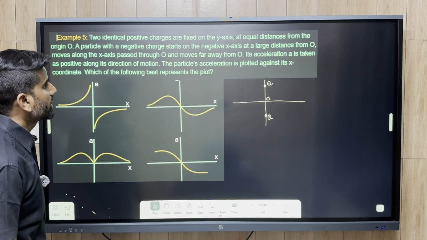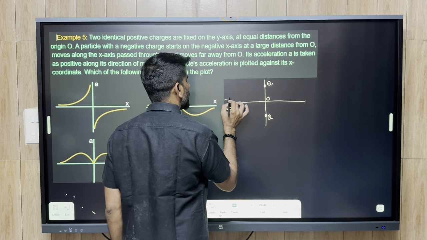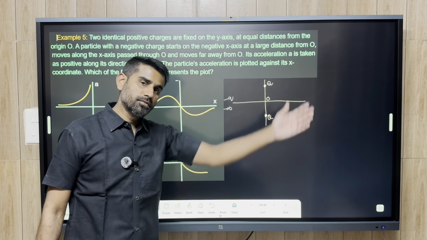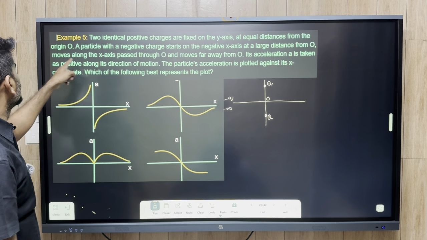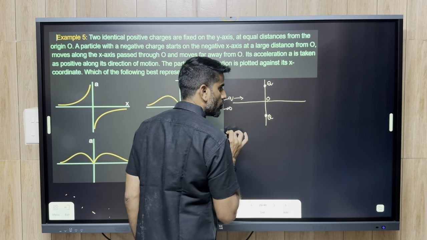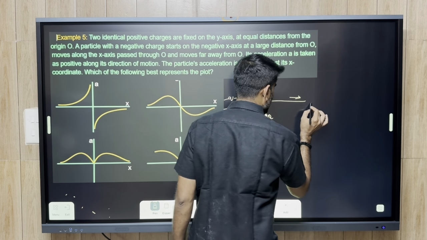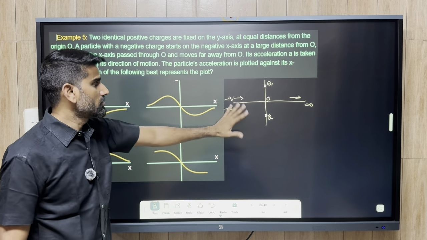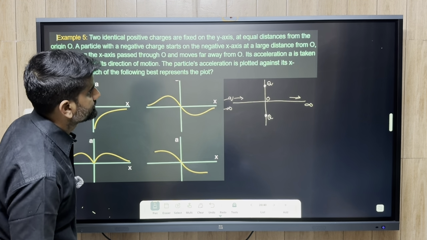Now, a particle with a negative charge, minus Q, starts on the negative x-axis at a large distance from O, which is minus infinity. It moves along the x-axis, passes through O and moves to the positive x-axis to a very large distance, infinity. Hope the given scenario is clear. I've drawn the diagram to understand it easily.